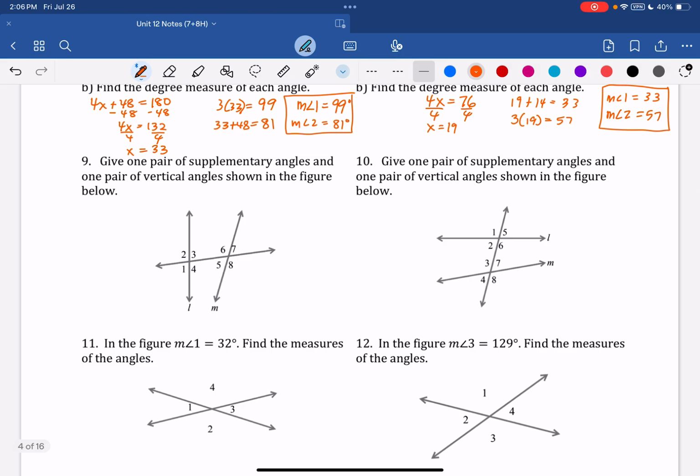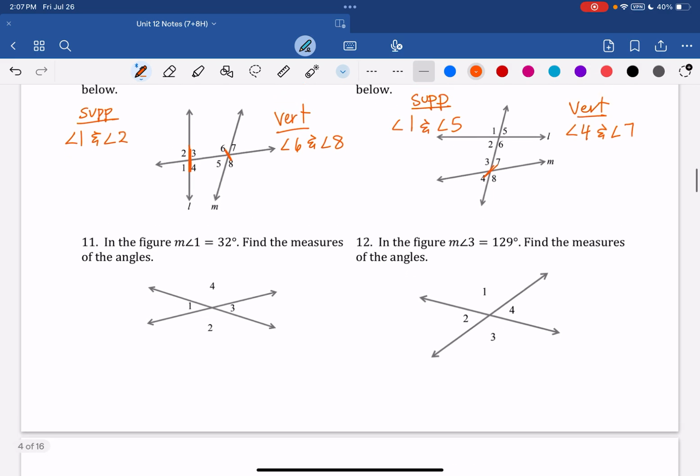All right, give one pair of supplementary angles and one pair of vertical angles shown. Supplementary are two angles that would form a straight line. So how about angle 1 and angle 2? And our vertical angles are across each other from the x. So how about angle 6 and angle 8? Are there multiple correct answers? Yes. One pair of supplementary, how about 1 and 5? Vertical, how about 4 and 7? Again, lots and lots of possibilities.